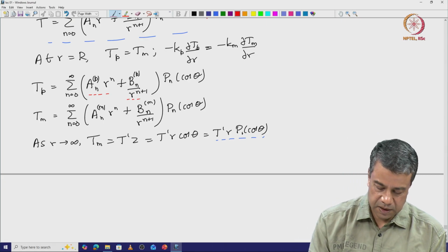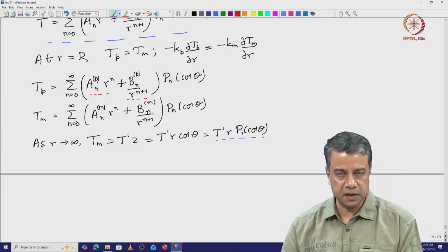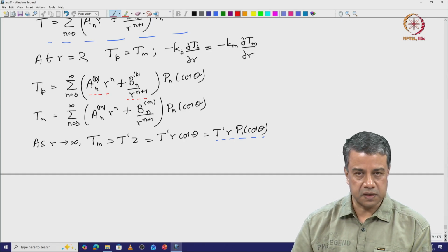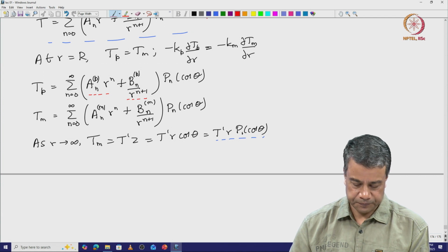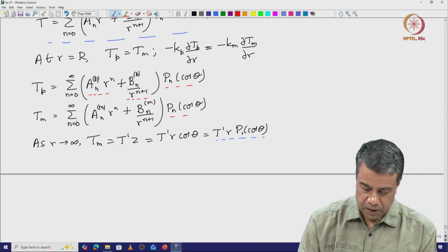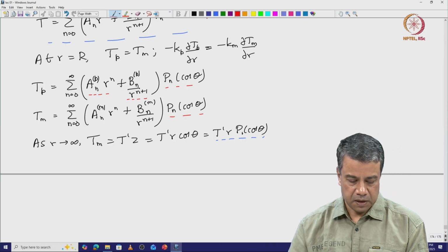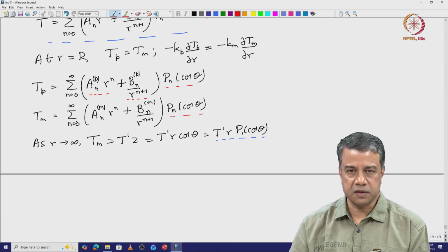This is what is called the decaying harmonic. This decreases as r increases. It is infinite at the origin and it goes to 0 as r goes to infinity. And these are the Legendre polynomials, which form an orthogonal function set. Now, for the particle, obviously the temperature has to be finite at the origin.